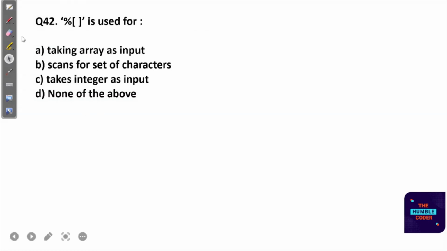The next question is, %[ ] is used for, and the four options given to us are taking array as input, scans for set of characters, taking integers as input, and the last option is none of the above. So the correct answer for this is scans for set of characters. So if you have to scan a set of characters, not a single character, we will use this. So the correct answer is option B.